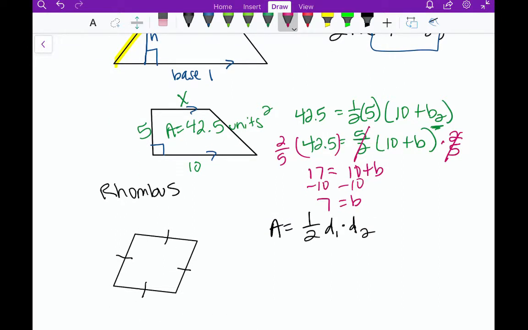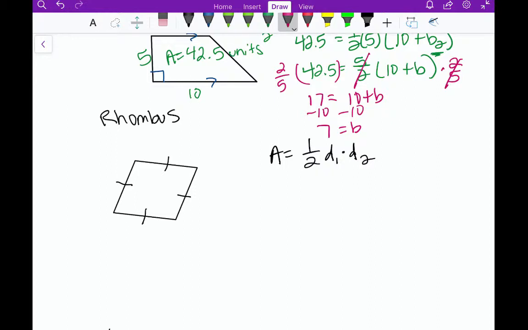All right, our next example is a rhombus. The formula for area of a rhombus is 1/2 the product of the diagonals. So the diagonals are the segments that connect non-adjacent vertices. So those are your two diagonals. Remember, in a rhombus, the diagonals intersect at a right angle and they bisect each other. So all of those are congruent.